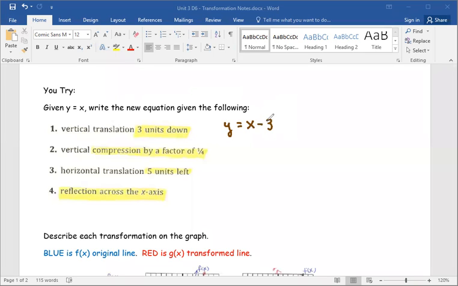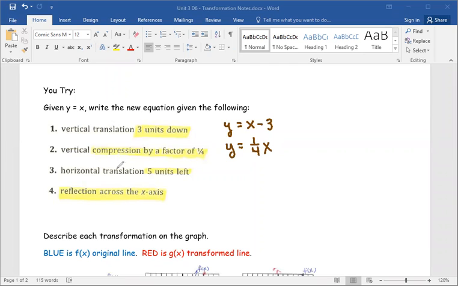If I was going up, it would have been positive. Okay, number two, a vertical compression by a factor of 1/4. So y is equal to 1/4 x. This is less than 1, it's a fraction, so therefore I'm compressing.